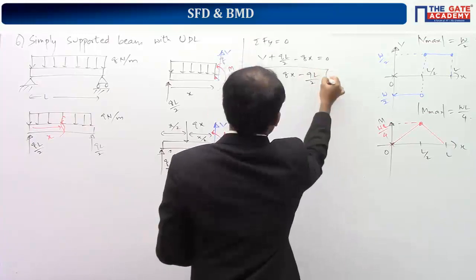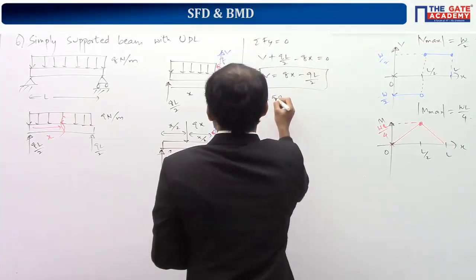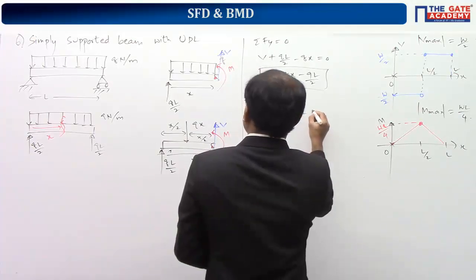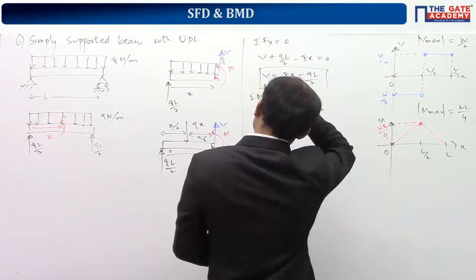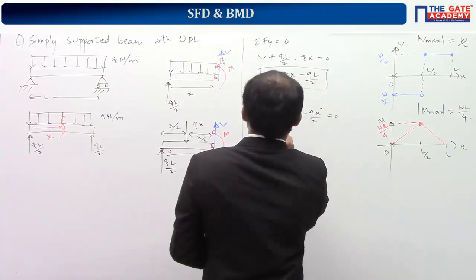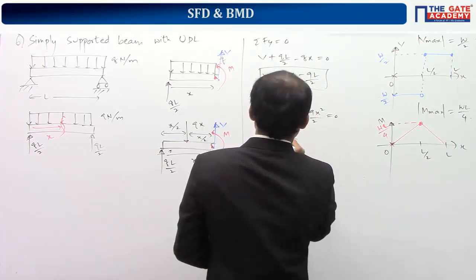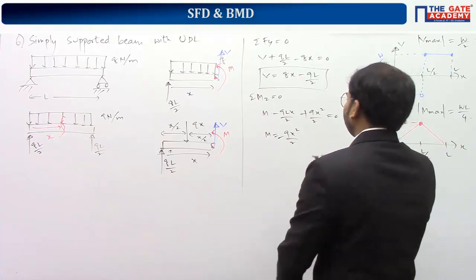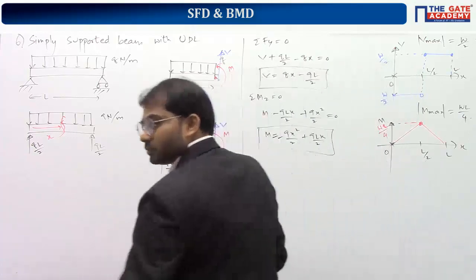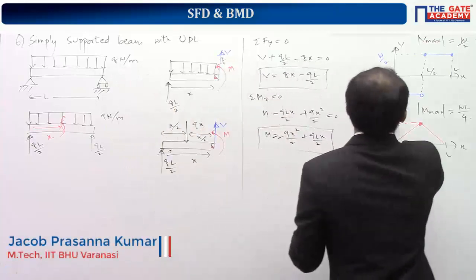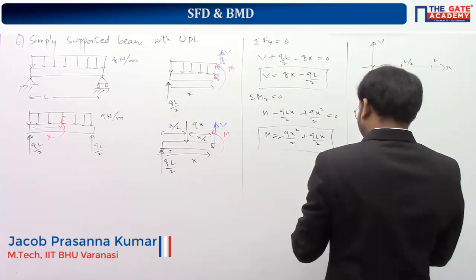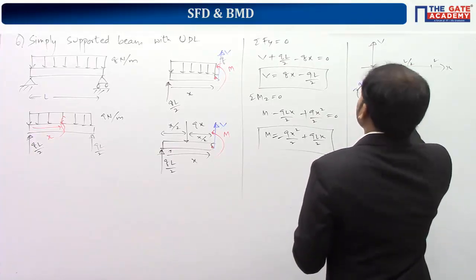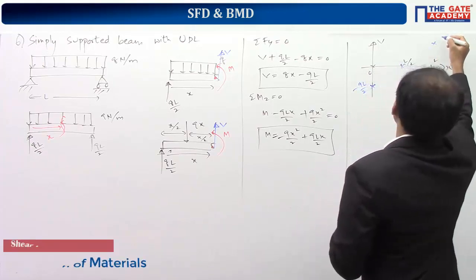So for bending moment, we'll apply sigma Mz equal to 0: M anti-clockwise, QLx by 2 clockwise, Qx square by 2 anti-clockwise. So this gives you, it's anti-clockwise, minus Qx square by 2, M minus QLx by 2 plus Qx square by 2 gives you the value of bending moment. If you plot them, so this is the shear force diagram equation. X is equal to 0, it is minus QL by 2. X is equal to L by 2, 0. X is equal to L, it is QL by 2.